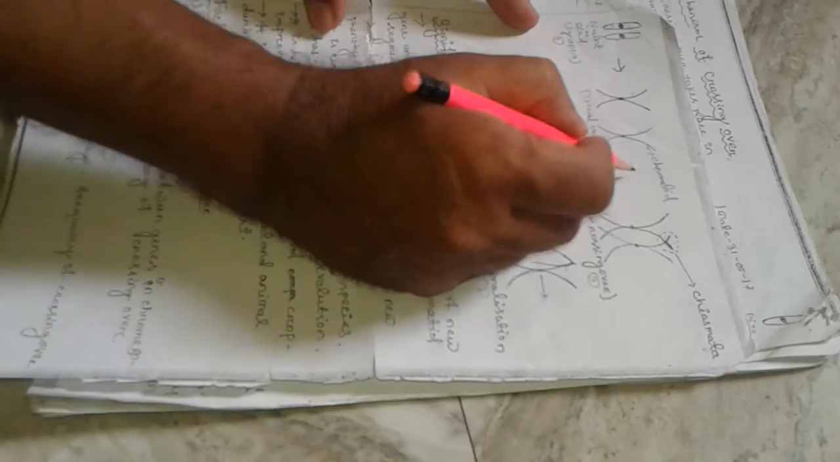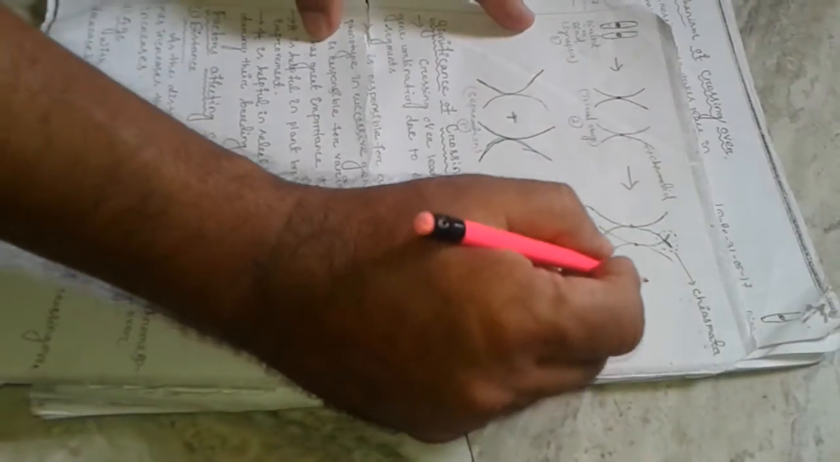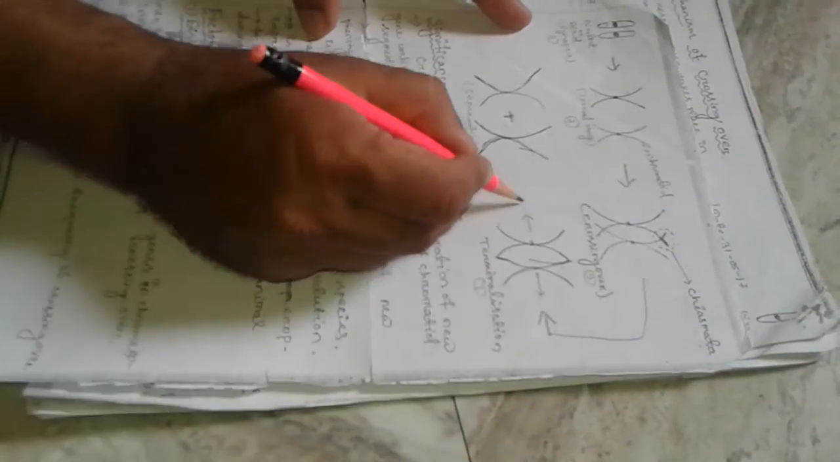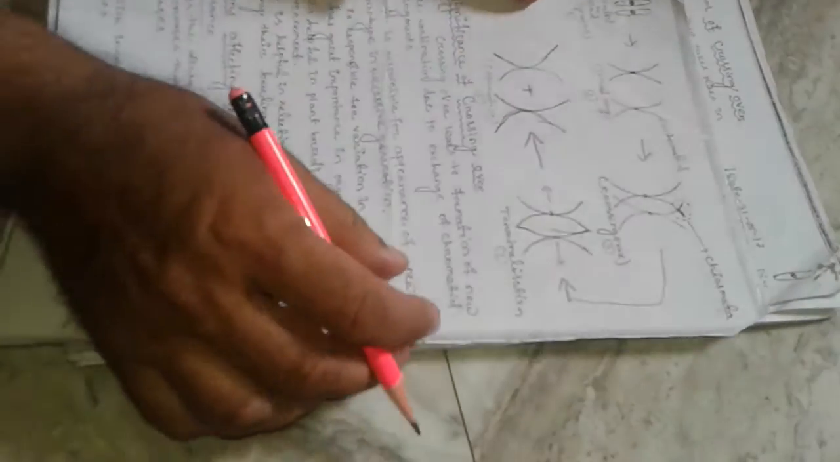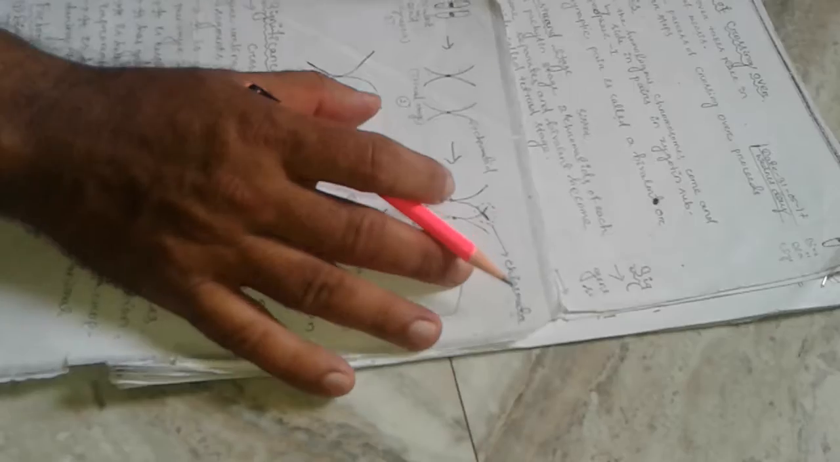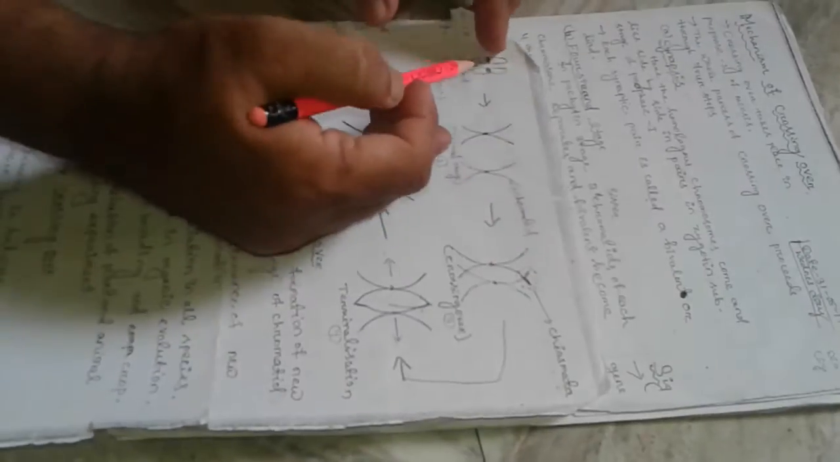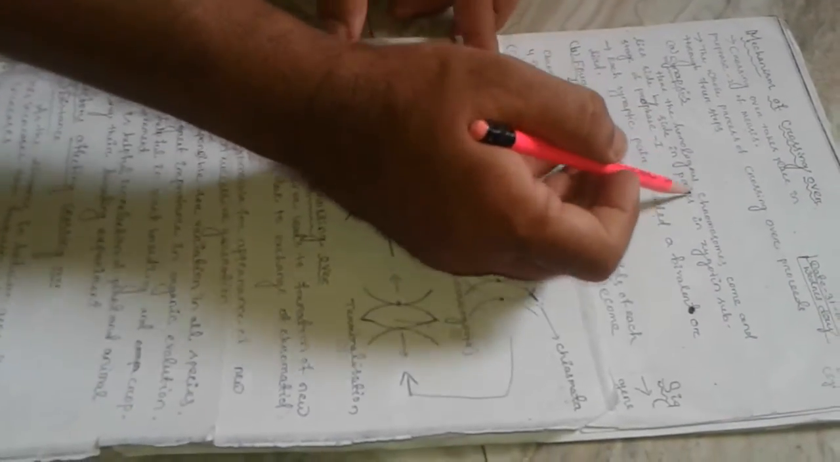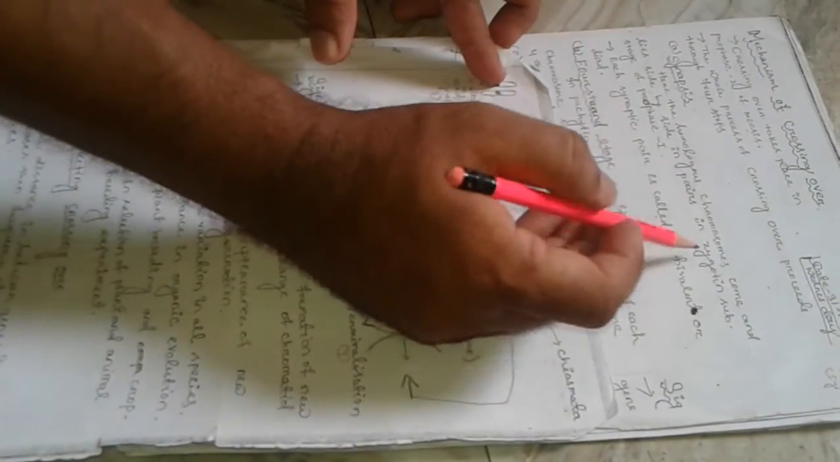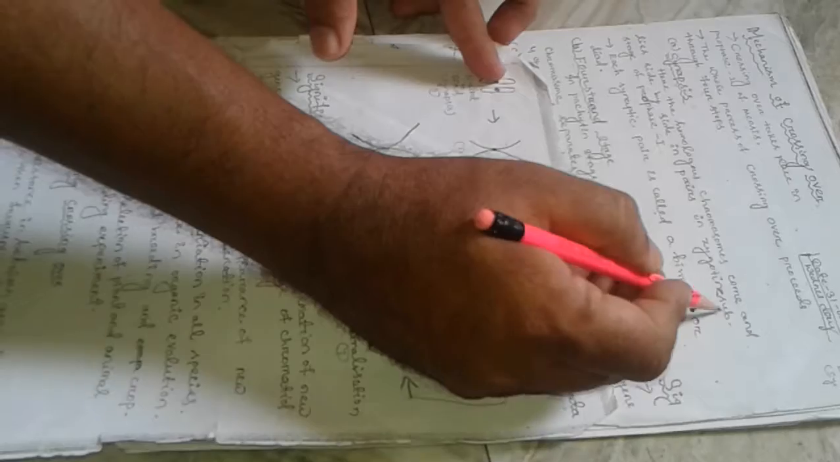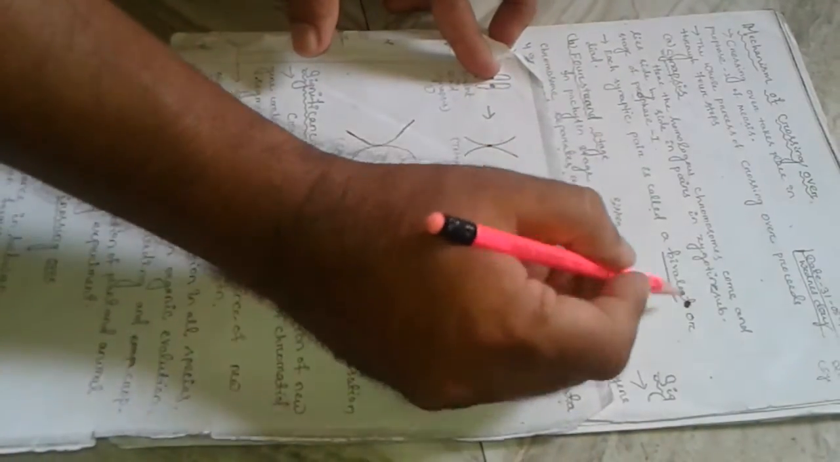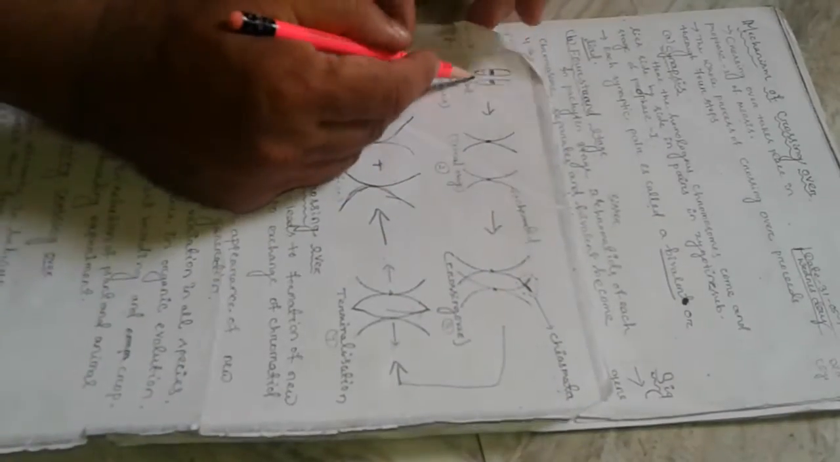So these are the normal steps. Now I am explaining them again in detail, what I have discussed from the diagram. In synapsis, the homologous chromosomes come and lie side by side in pairs in the zygotene substage of prophase 1. Each synaptic pair is called a bivalent or dyad, D-Y-A-D. This is the bivalent or dyad.